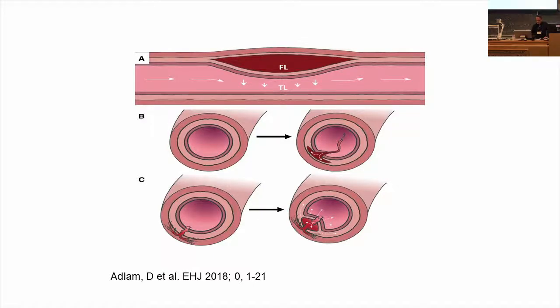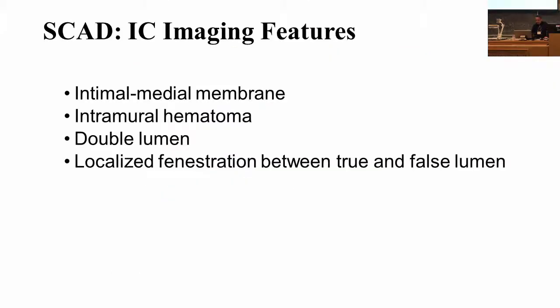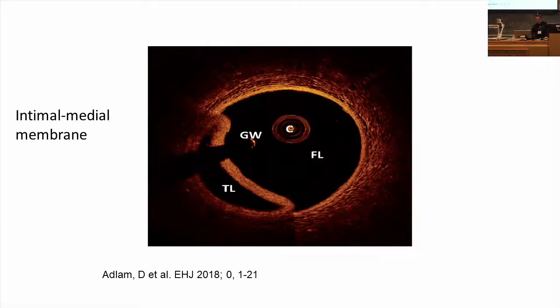Now, if you think about that, and if you think about the imaging with a catheter inside the coronary artery, what are you supposed to see? You are supposed to see an intimomedial membrane, and this is supposed to be the classic hallmark of it. You see intramural hematoma, you see a double lumen, and sometimes you see localized fenestration of the two lumens. So just to give you some idea what you're supposed to look at.